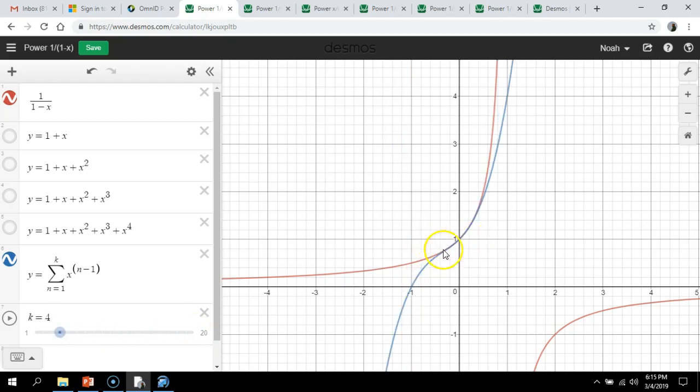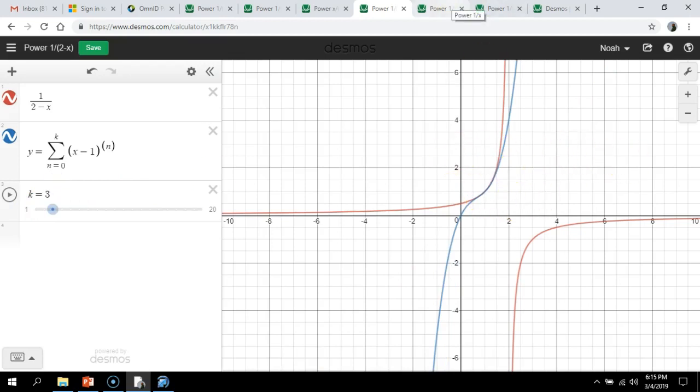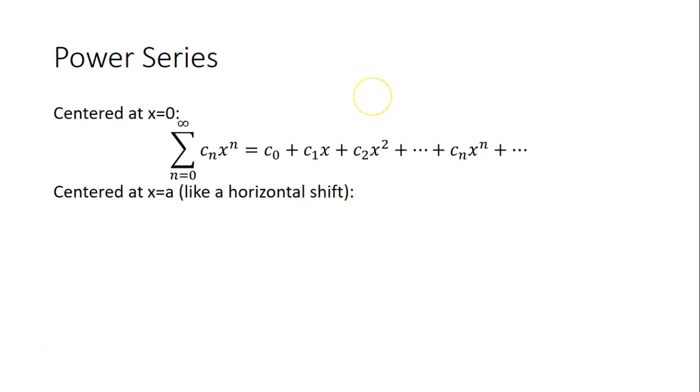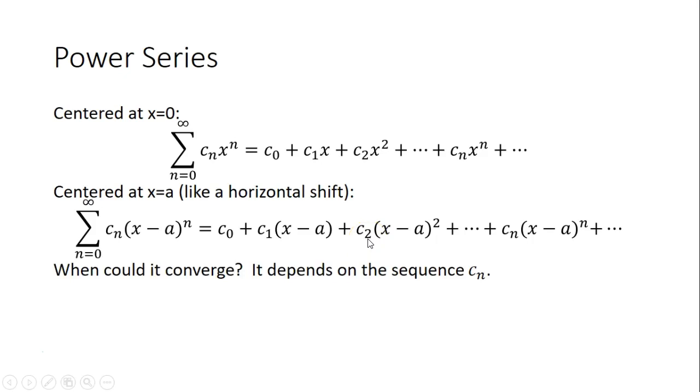The further we get away from 0, not so good, right? The last one we looked at was centered at 1. Notice it's really good close to 1, not so good further away, right? The further out that we get, the worse it's going to be. So close to the center, we tend to have a really good approximation of these functions. And it depends on what those c values are. We're going to see lots of different situations with lots of different things. We've only really looked at the geometrics so far, but those can be whatever you want. And so the question of when it could converge really depends on what that sequence is.